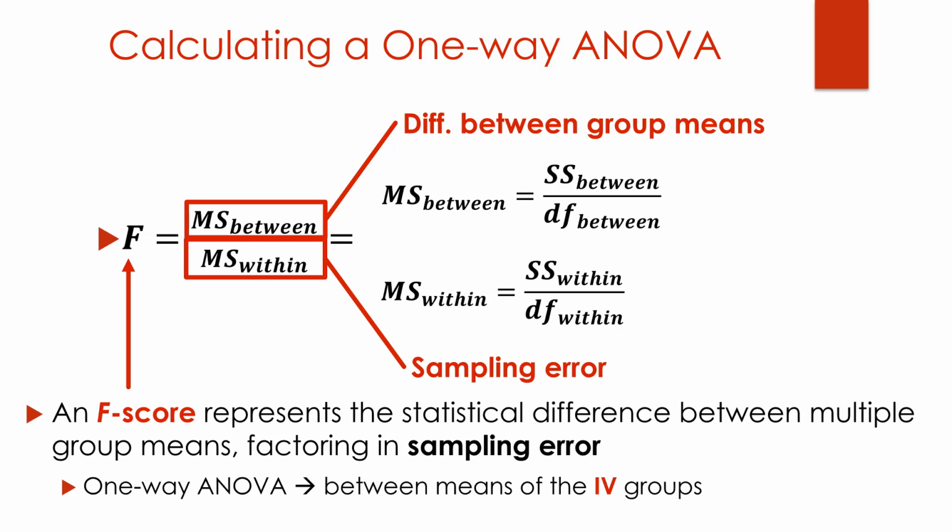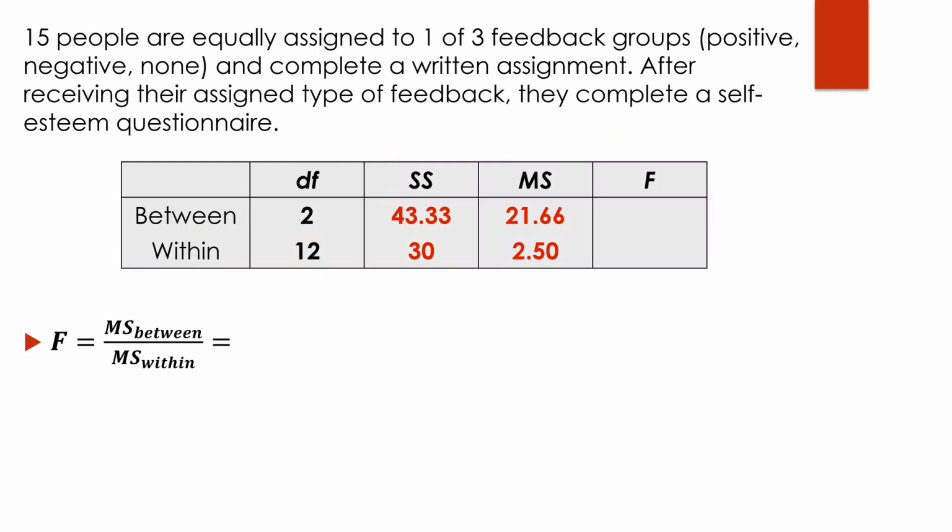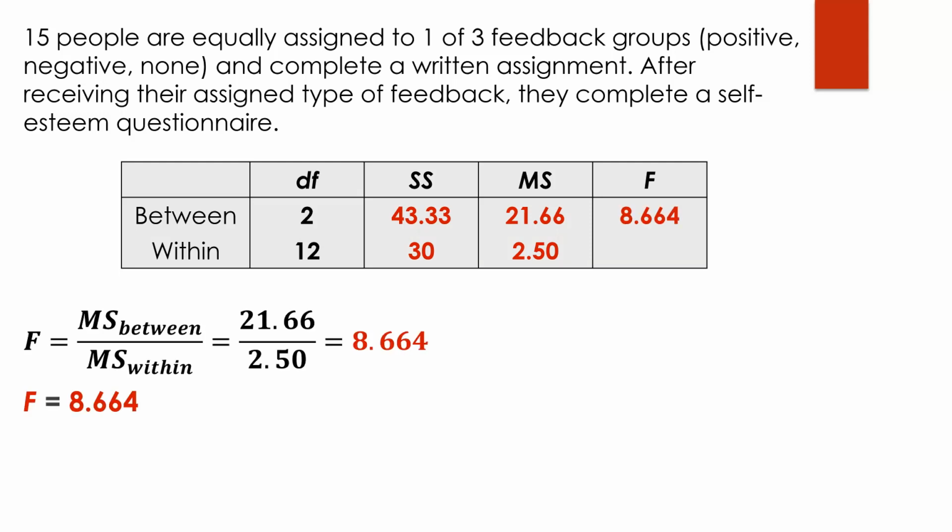Okay? Notice how the equation for the F-score is very similar to the t-score: the top part is the difference and the bottom part is sampling error, and we get one number as a result that represents difference with sampling error. So it's following the same kind of pattern here. Hopefully you can pick up on that. So let's calculate our F-score. Go ahead and pause the video and take the division of your mean squares between and mean squares within to get your F-score. You should have gotten an F-score of 8.664.